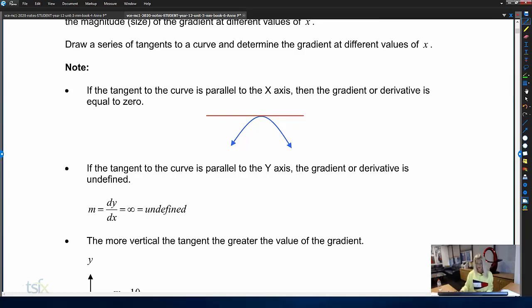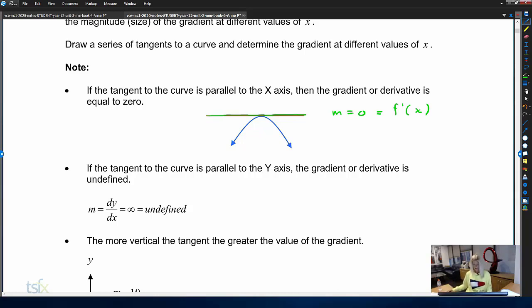A couple of quick notes, just summarizing. If the tangent to the curve is parallel to the x-axis, that means if we've got a completely flat gradient, we know the gradient is 0 at that point. That means the derivative at that particular point is 0. And the gradient function will have an x-intercept there.